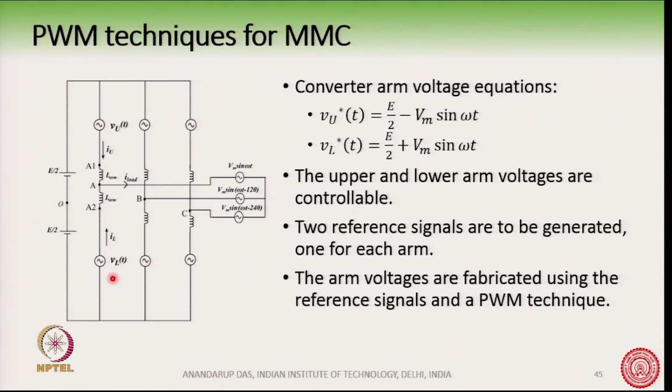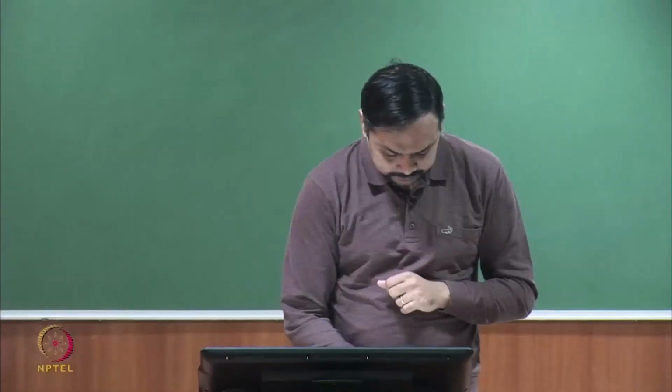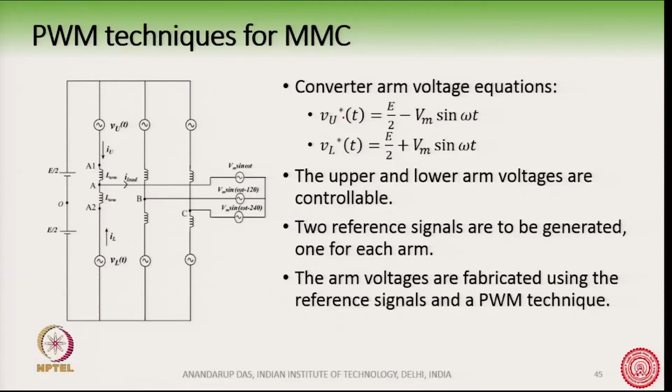For the B phase, VU star and VL star will be E by 2 minus Vm sin omega t minus 2 pi by 3. So, for the B phase, this is VU A star for the A phase. Similarly, the VU B star, that is the reference for the B phase, will be exactly similar, something like this, and similarly VL B star is also like this.